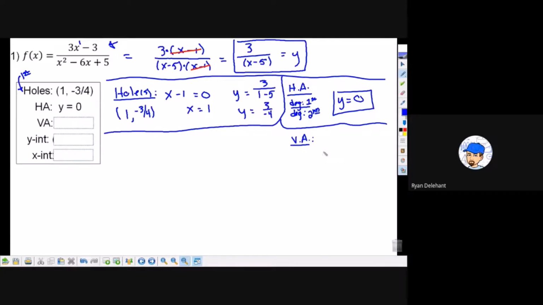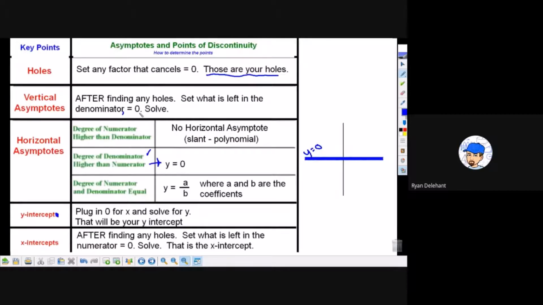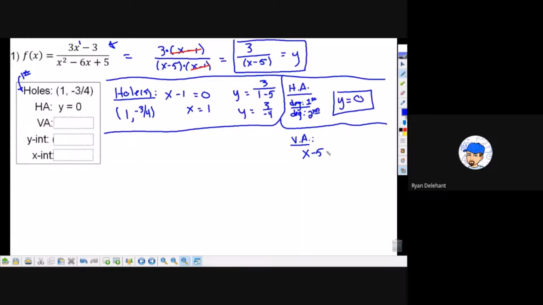X minus 5. So we know that we have x minus 5 here. And it says to set that equal to 0 and solve. So what makes x minus 5 equal to 0? Well, we add the 5 to both sides, and we get x equals 5. This is the equation of a vertical line, goes through x at 5, and that's where that asymptote, that dotted line is on our graph.